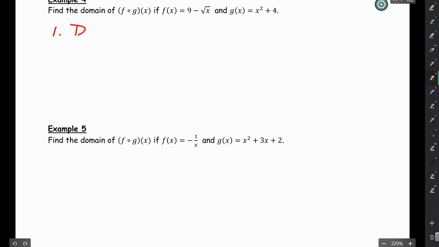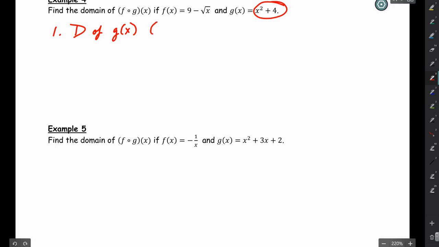So we want to know what is the domain of the inside function, which in this case is g of x. All right, so what we want to do is look at the function and decide if there are any values that we could put in there that could cause a problem. So we could put negative in, that would be okay. We could put 0 in, we could put positive values in. Everything would be okay. So our domain is the set of all real numbers.